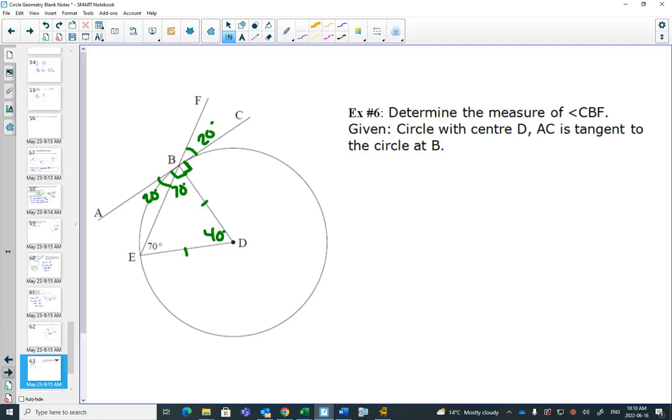Hopefully no more than that. And then you figure it out. Okay. That's example number 6.